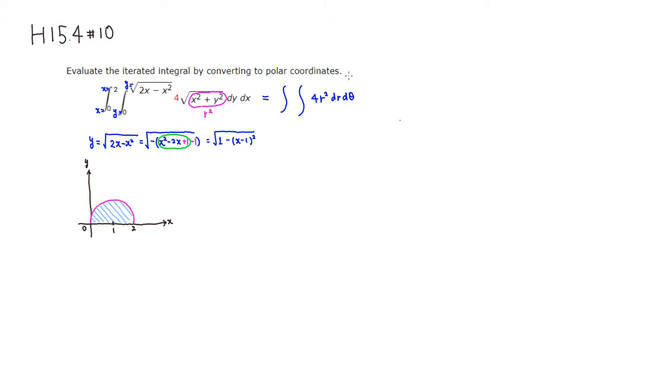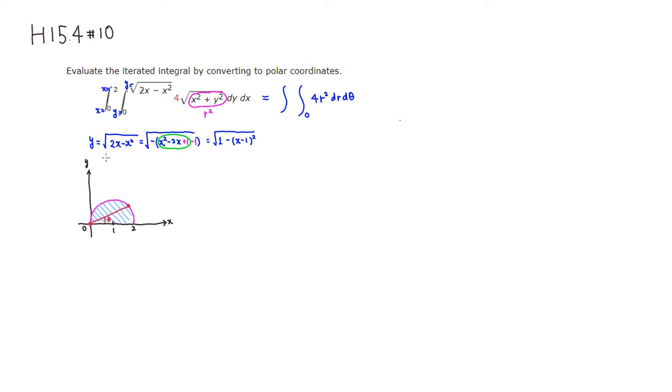Then we have to find the bounds here. To find the bounds for r, we're going to visualize fixing theta. Fix theta, and r has to go from 0 up to here. So we know that the lower limit is 0. Then the upper limit is going to be determined by this semicircle, so we have to rewrite this semicircle in polar coordinates.